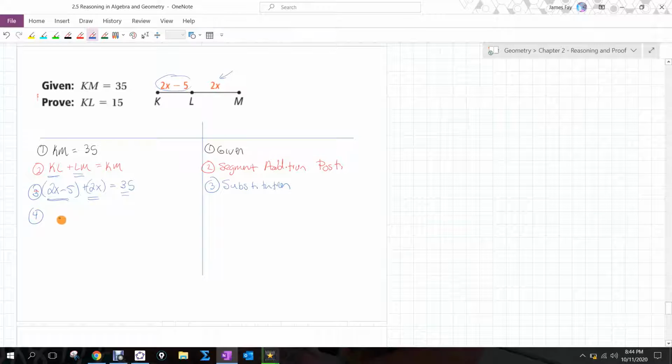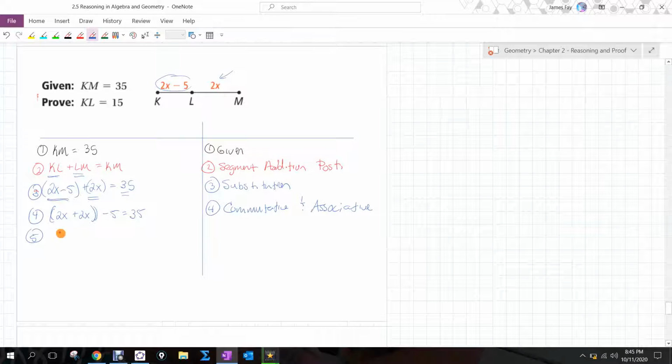Step 4, and we can get very, very detailed with this stuff. I'm going to go ahead and write it this way. 2x plus 2x minus 5 equals 35. And that is really what I've done here is I've moved the 2 x's, so that was the commutative property. And I also regrouped the 2 x's. So I'm just going to say commutative and associative there in that same step.